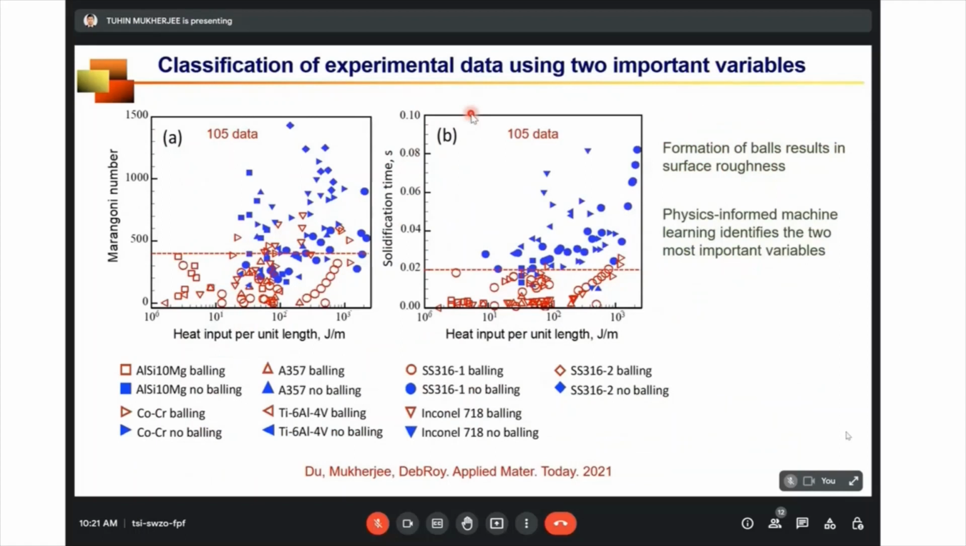Balling defect is another defect which forms small balls on the top of the surface, and that creates surface roughness. So using machine learning, we have identified that there are two important variables, Marangoni number, which represents the flow behavior, and the solidification time, and both the variables can delineate between the good cases and bad cases. Good cases means no balling for all the alloys, and bad cases means balling, which is a source of surface roughness.